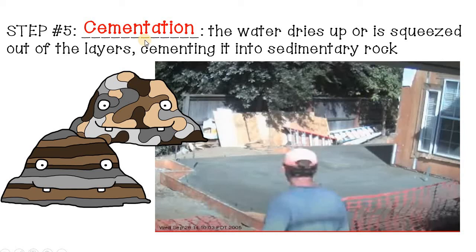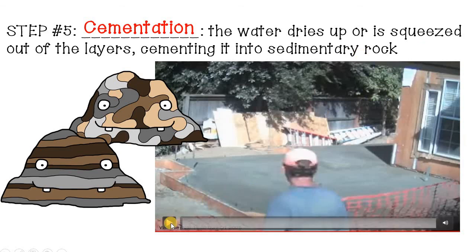But if you look in this word, you will see the root word cement in it. And you know what cement is. Cement is a man-made form of sedimentary rock. So the idea of cementation is that we're going to get the water out of it. It will dry up. So the water dries up, or it can be squeezed out of the layers, and that's what cements it into sedimentary rock.